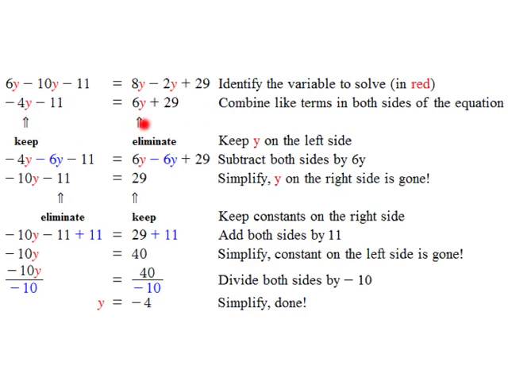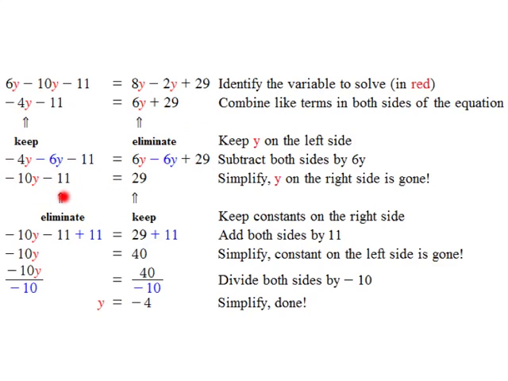Alright, so I'm going to eliminate this 6y because I want to move it over here on the left. So I need a negative 6y. So negative 4y minus 6y minus 11 equals 6y minus 6y plus 29. When I combine my like terms again, over here I get negative 6 and negative 4 is negative 10y minus 11 equals 29.